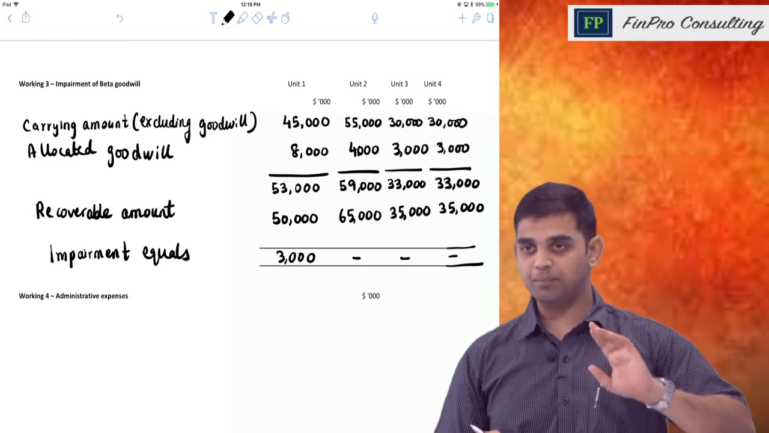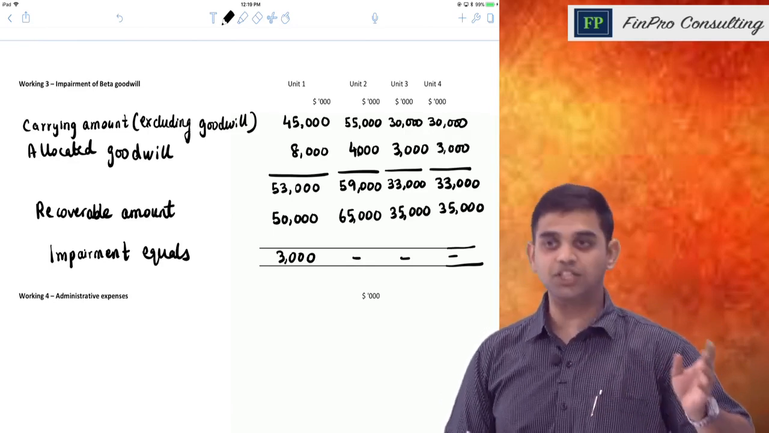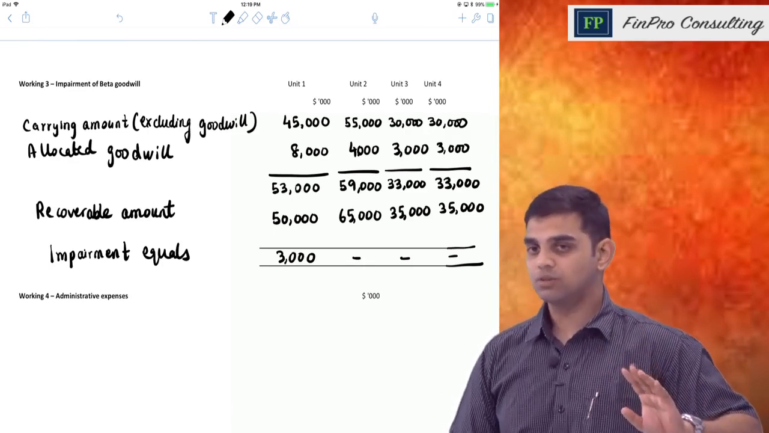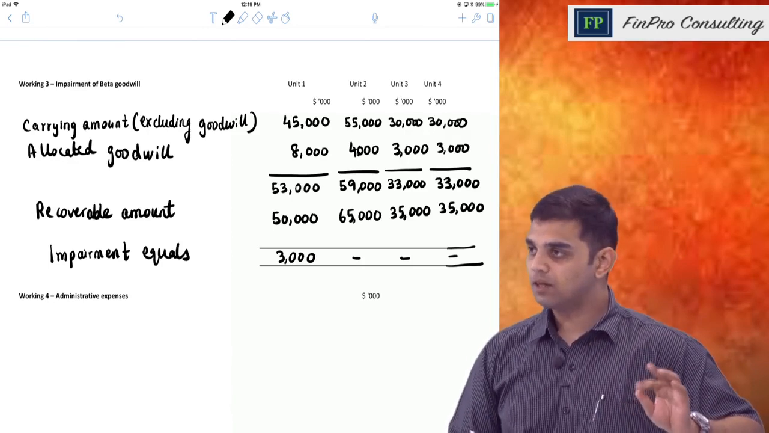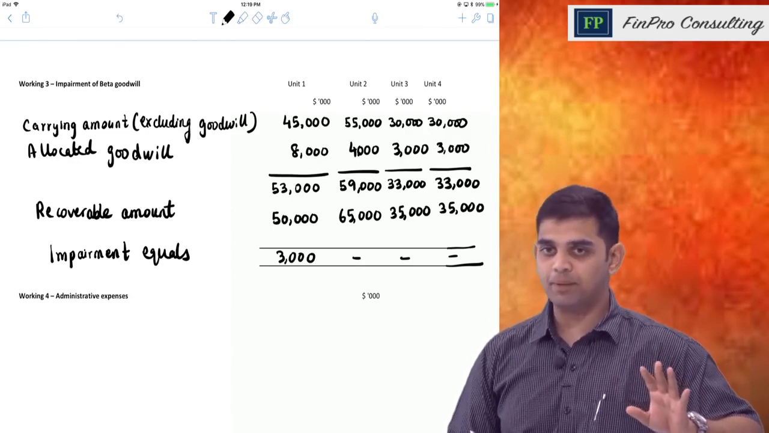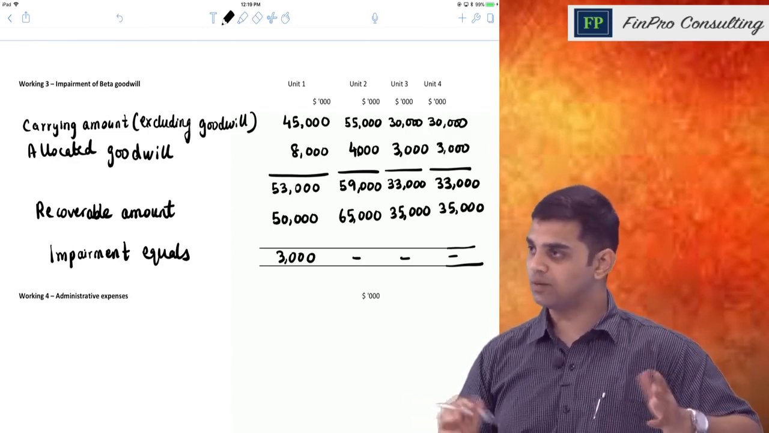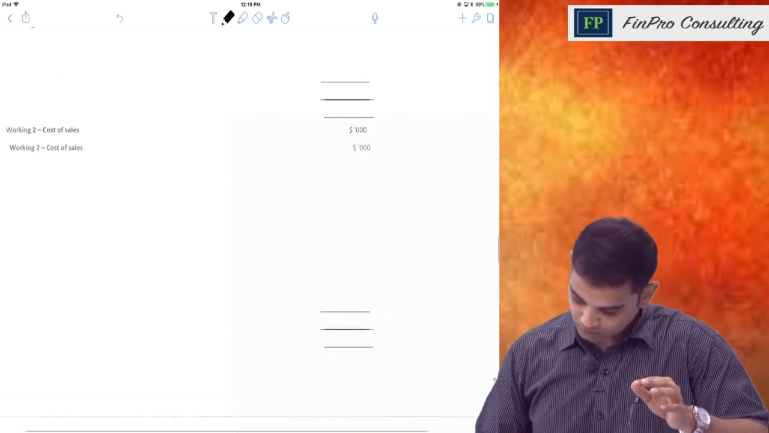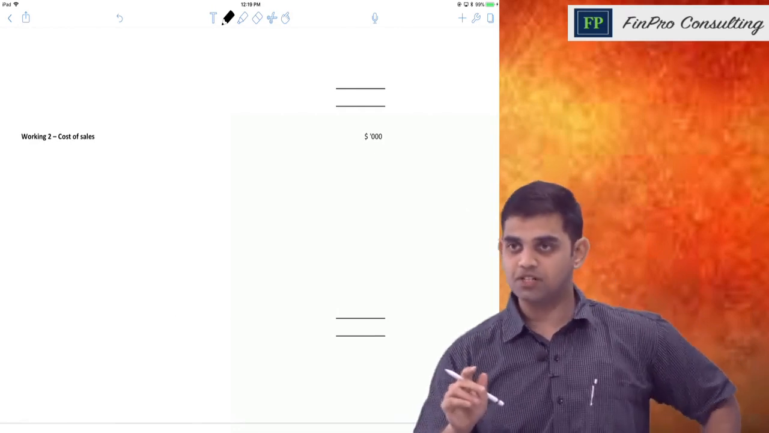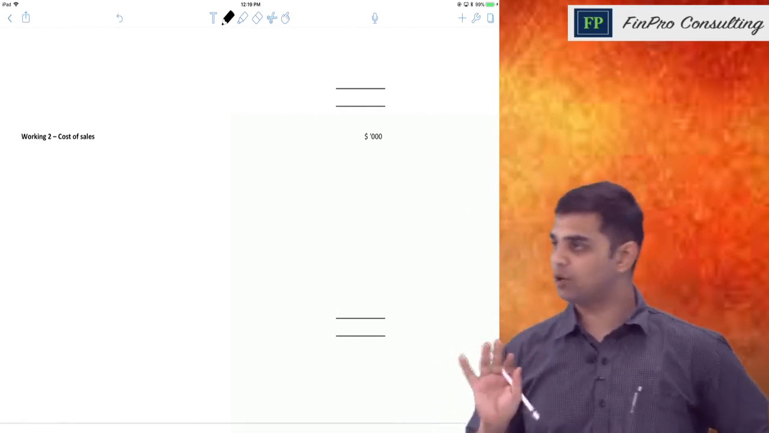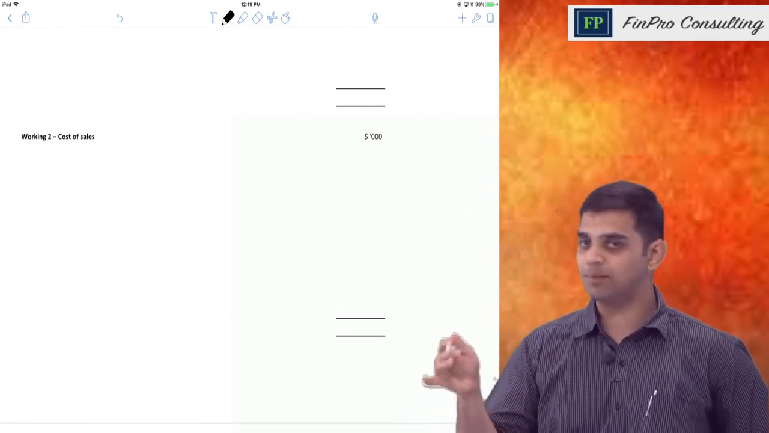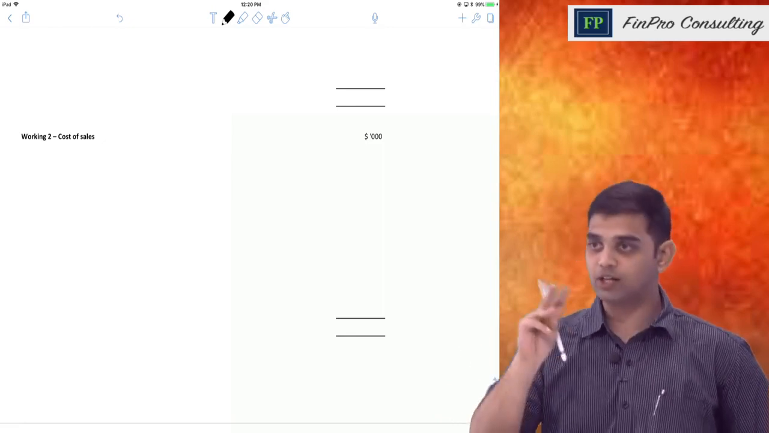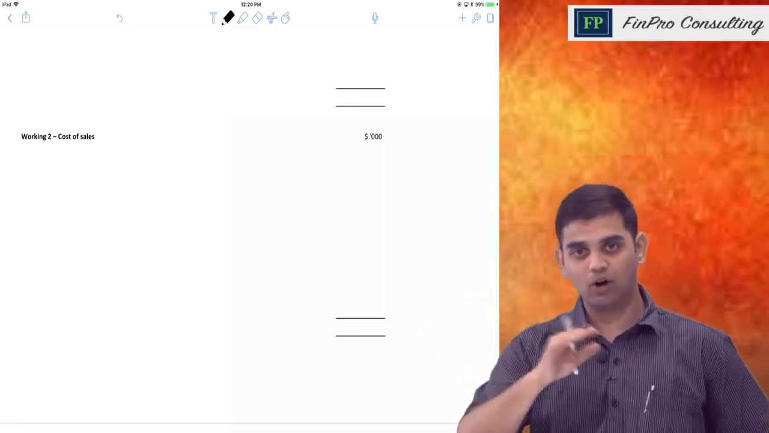Right? Now there is an impairment of 3,000. They have said charge it to cost of sales. So ideally the entry should have been cost of sales debit, that is impairment, credit goodwill. But credit goodwill not required, no balance sheet. So go to cost of sales working note. Now first write whatever is given in the problem as always. So alpha plus beta plus gamma. Now there are two subsidiaries, so you have to add all the three amounts.